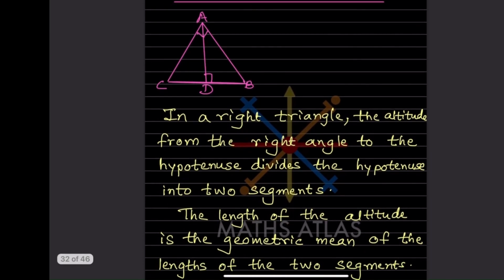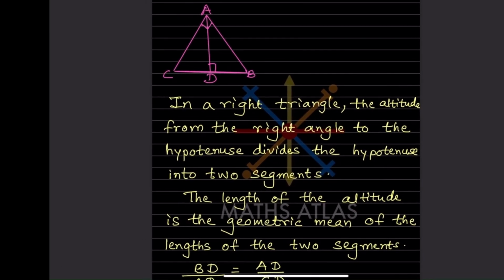Then the geometric mean theorem. Here this is a right triangle, and this is also the height, or we also call it the altitude. So in a right triangle, the altitude from the right angle to the hypotenuse divides the hypotenuse into two segments. See here, this is 90, so this is going to be the hypotenuse. The length of the altitude is the geometric mean of the lengths of the two segments.